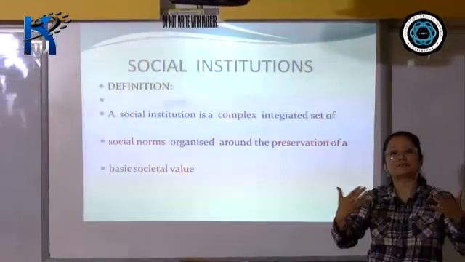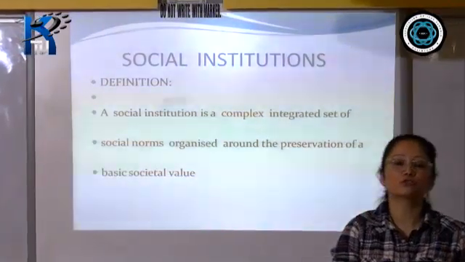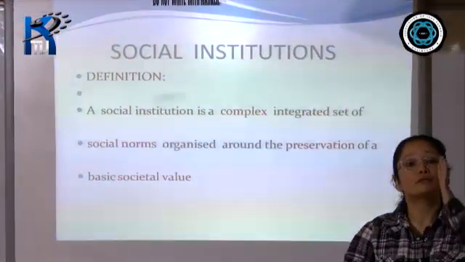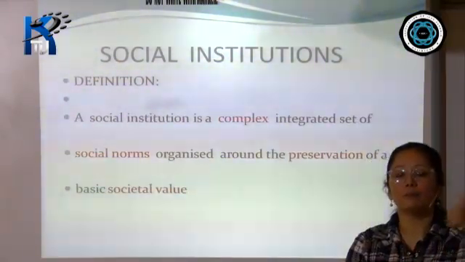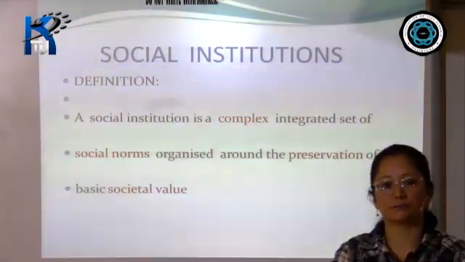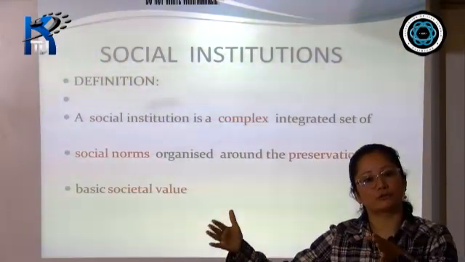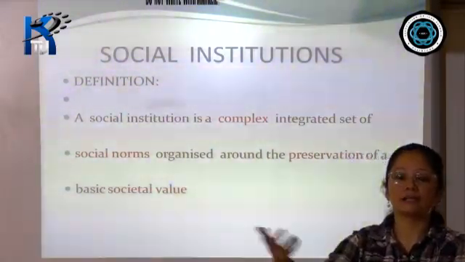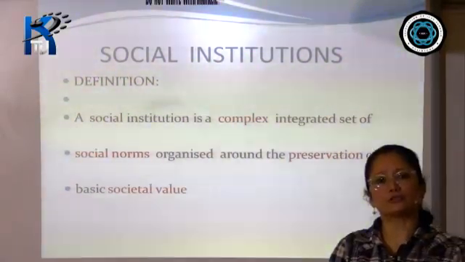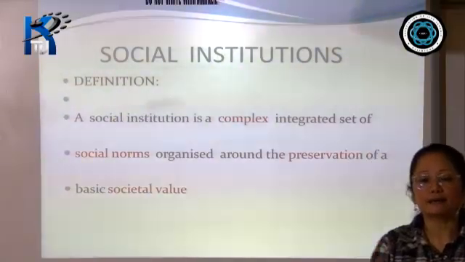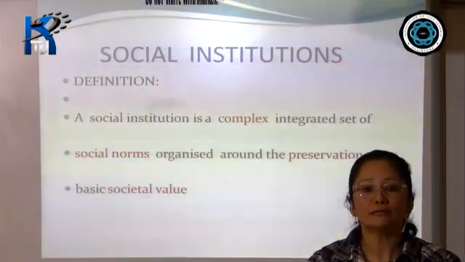But let me explain it to you in a simpler form. Social institutions are nothing but those organized groups. For example, a police station is a social institution. It maintains law and order. The school is an institution. It is providing you with all the education facilities, etc. The court is an institution. So it is nothing but a group which has its own rules and regulations.